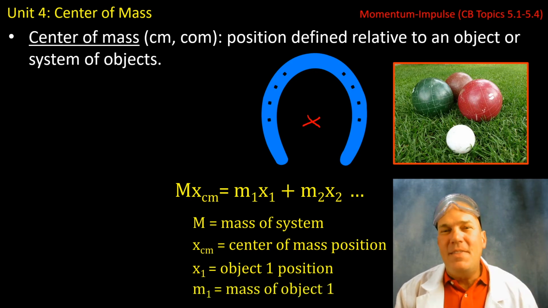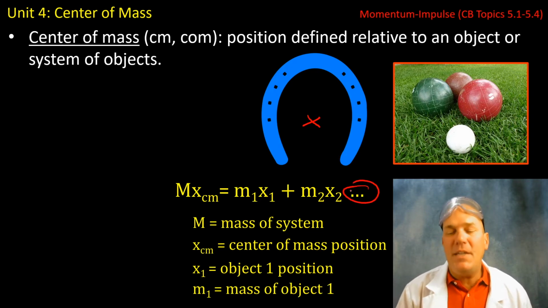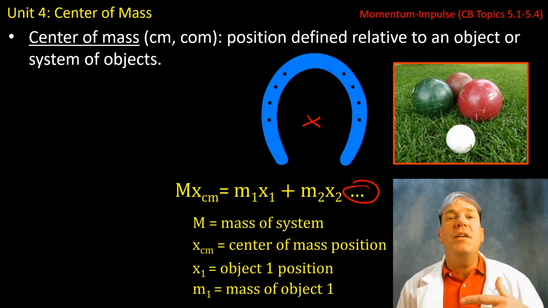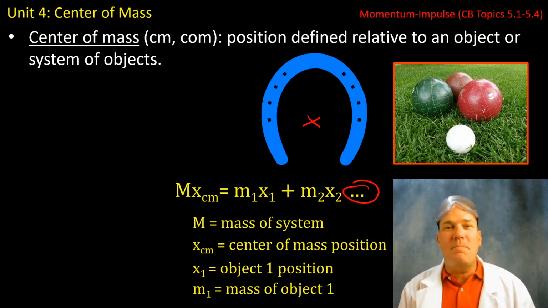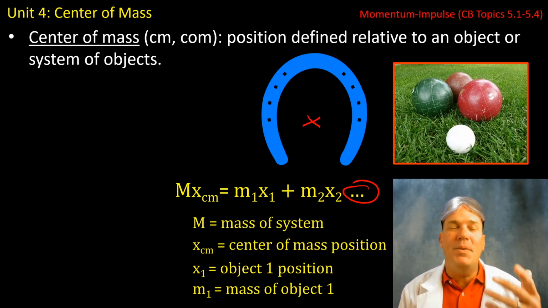The ellipses in this equation simply indicate that if there were more than two objects in your system, you would include that third object's mass multiplied by that third object's relative position.